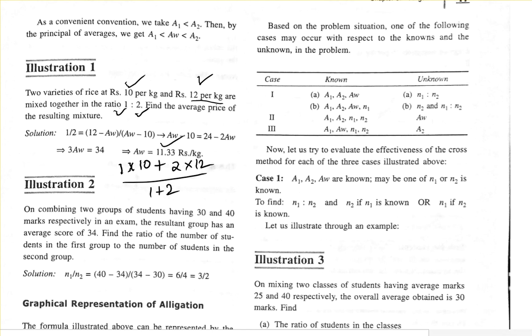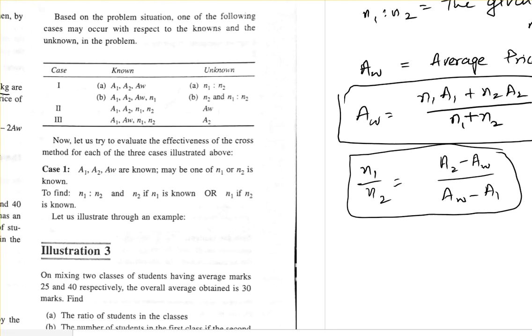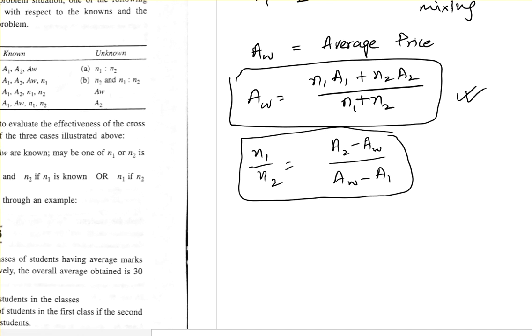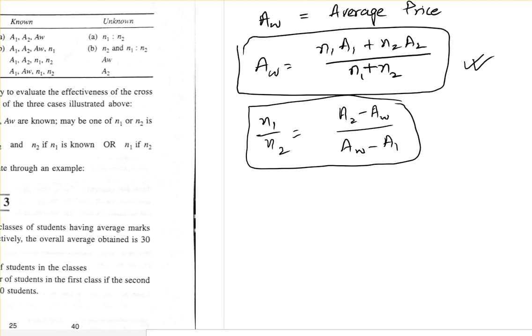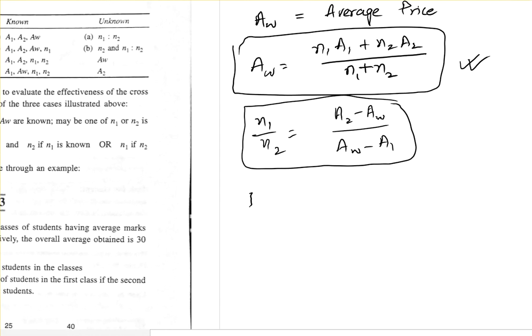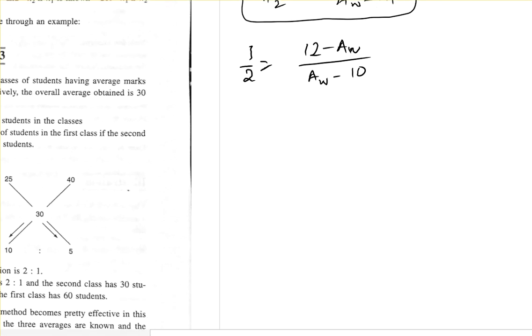But the second formula I told you, what will this give you? You can do it mathematically like this: 1 by 2 is equal to 12 minus AW by AW minus 10, and then solve the equation. You'll say, sir, this one is more difficult, more complicated, but that is not the case, because you are not supposed to use this formula like this. I'm telling you how you will use this.